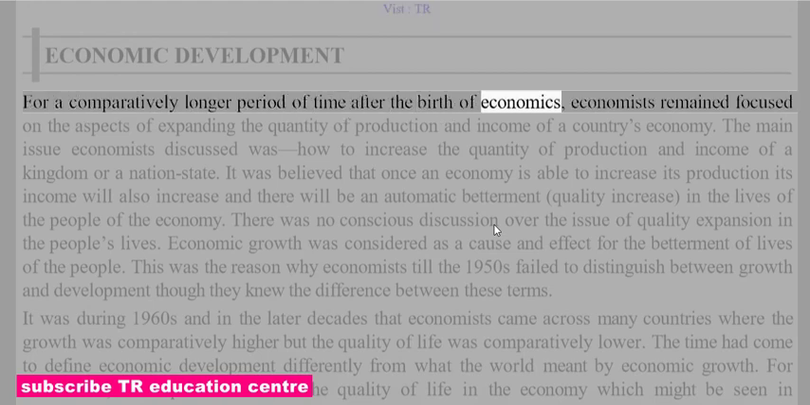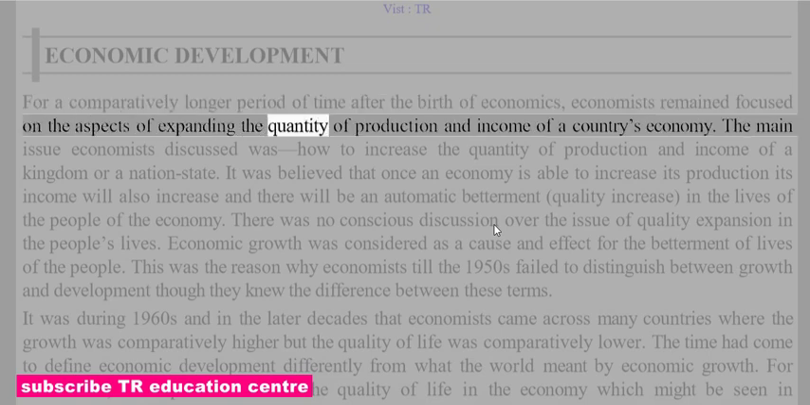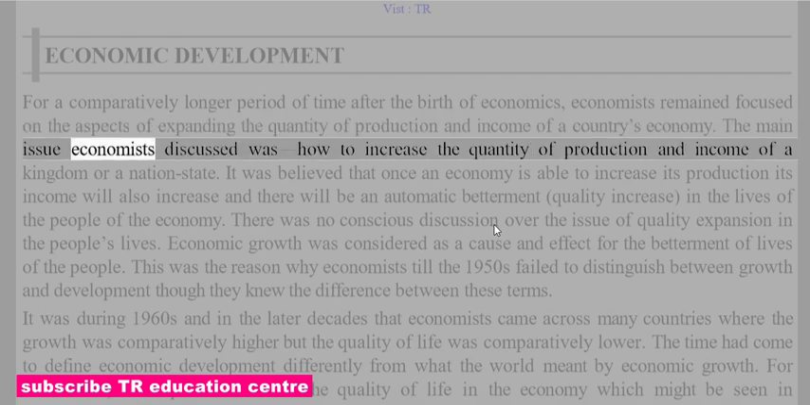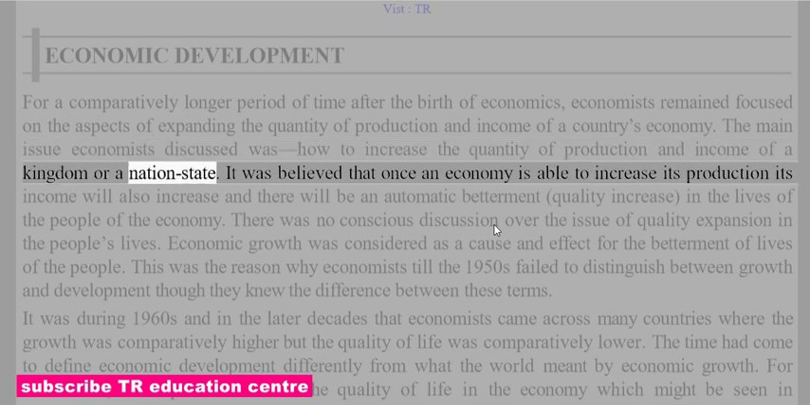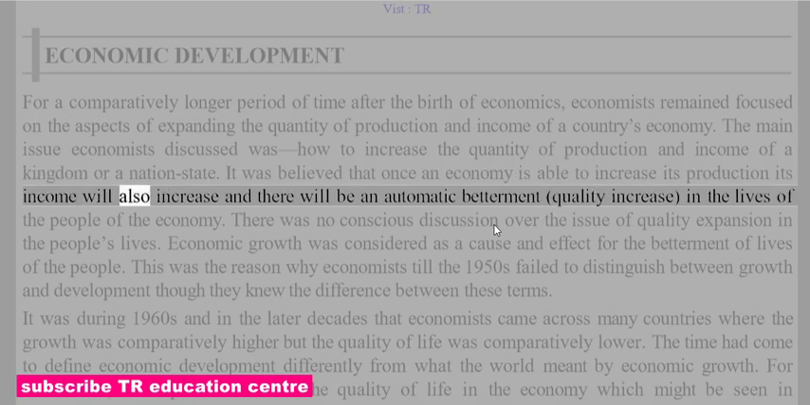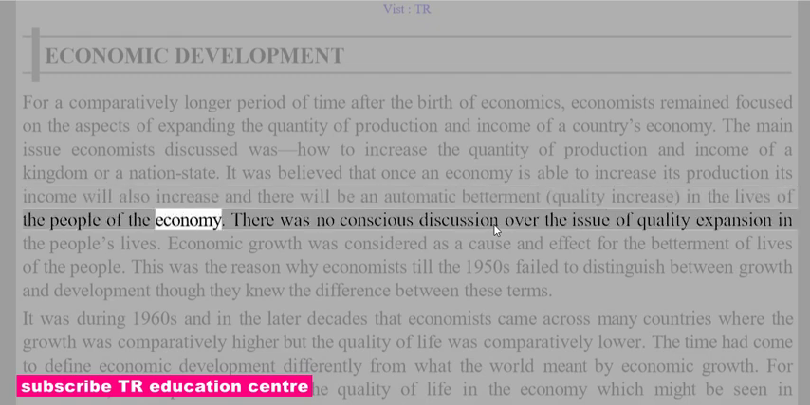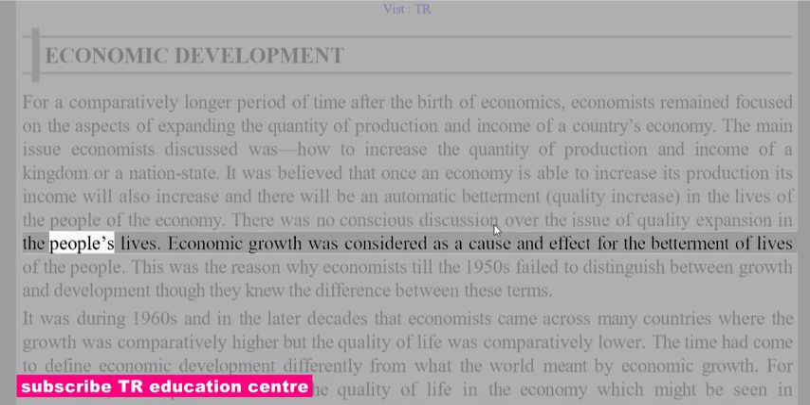After the birth of economics, economists remained focused on the aspects of expanding the quantity of production and income of a country's economy. The main issue economists discussed was how to increase the quantity of production and income of a kingdom or a nation-state. It was believed that once an economy is able to increase its production, its income will also increase and there will be an automatic betterment, quality increase, in the lives of the people of the economy. There was no conscious discussion over the issue of quality expansion in the people's lives.